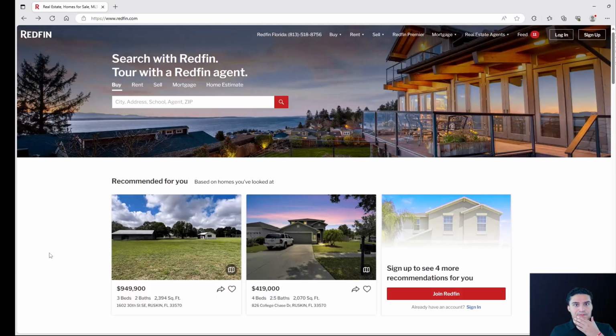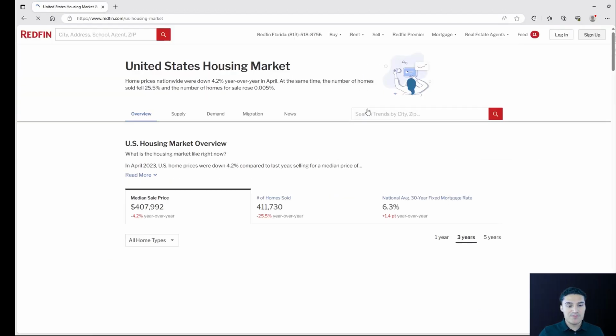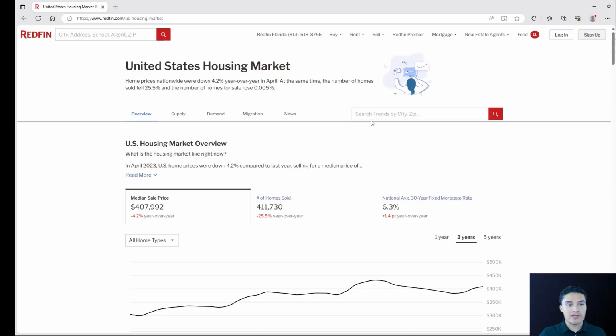Okay, so now that we are on Redfin.com, we're going to use this tool to find and understand your own market, depending on the area. We're going to continue with the Miami area and the zip code that we were working on, okay? First thing you do is go here to Buy, and then go here to US Housing Market. Again, this is for us to understand the current market trends, all right?